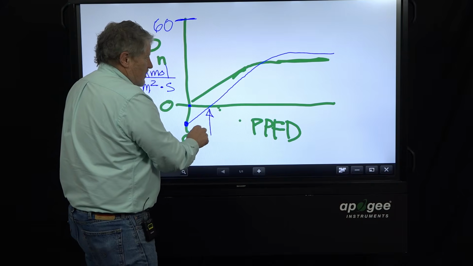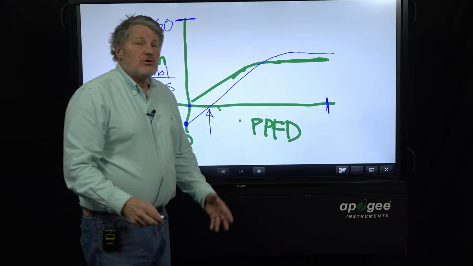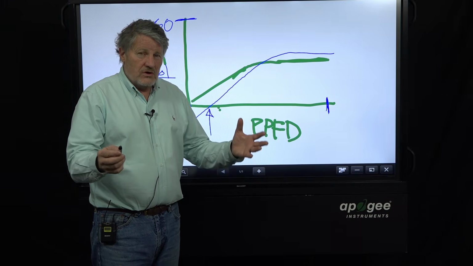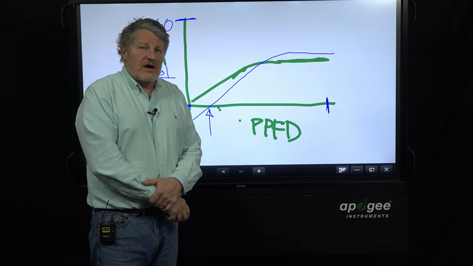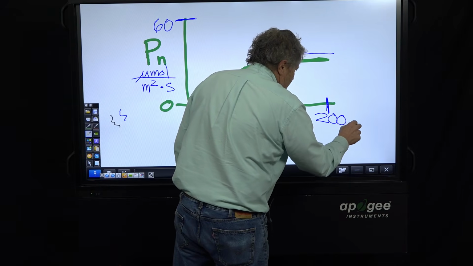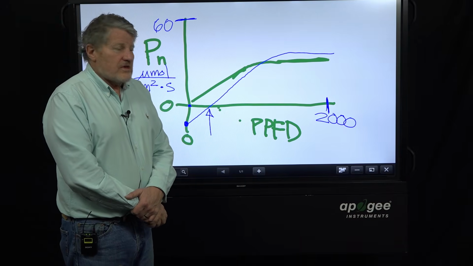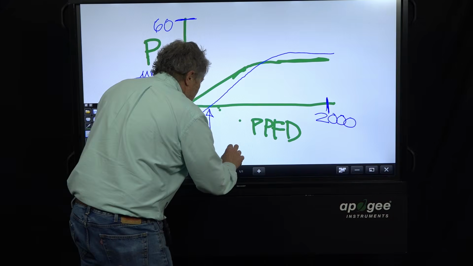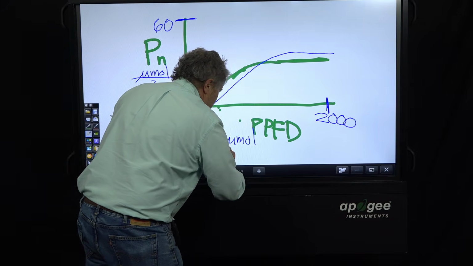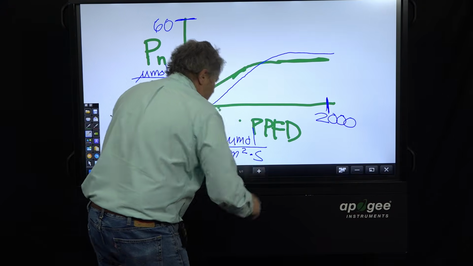Now let's put some tick marks on this. If we go up to here, what's full sunlight? If we went outside in the summer at noon, what would we get for high light? We would get 2,000. That's an important reference point, 2,000. These units are micromoles of photons per meter squared per second.